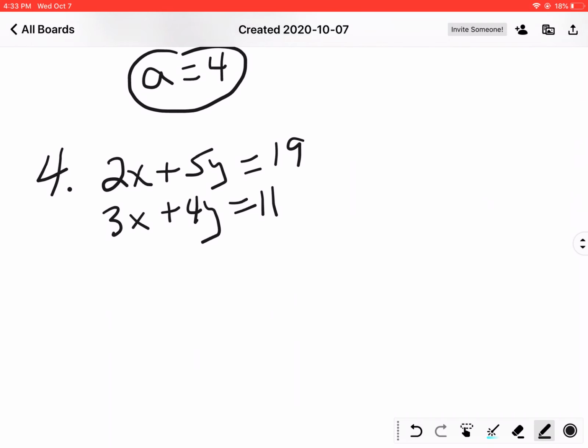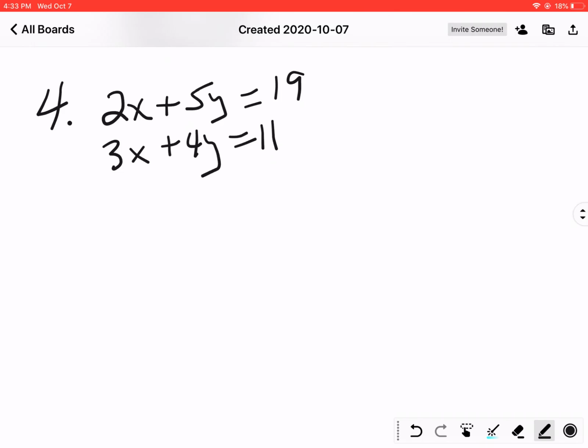Moving down to this one. This one is even harder. Again, we don't have those the same, and these aren't the same. I also noticed that the 3x is not a nice multiple of 2x, and the 5y is not a nice multiple of 4y. So we're going to do something like a common denominator here. In my example, in my notes, I changed the 2x and the 3x. Let's switch it up. Let's try and eliminate the y's.